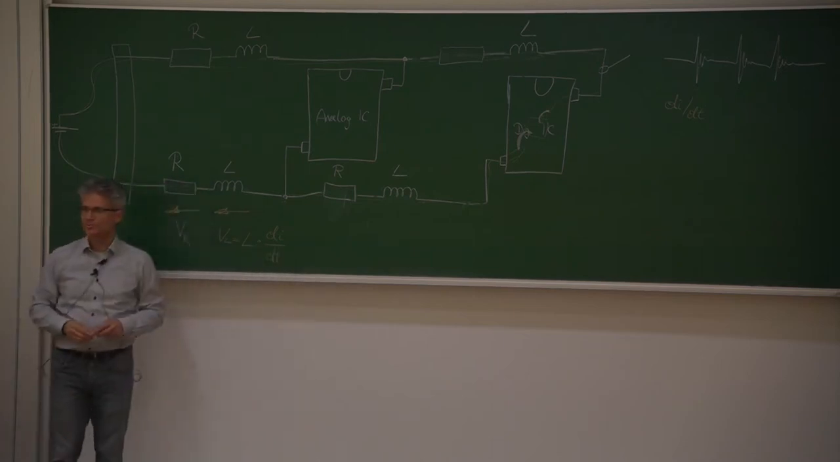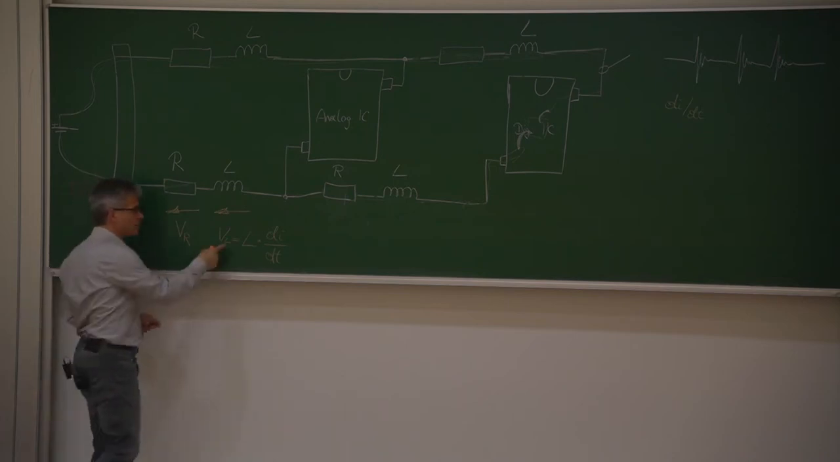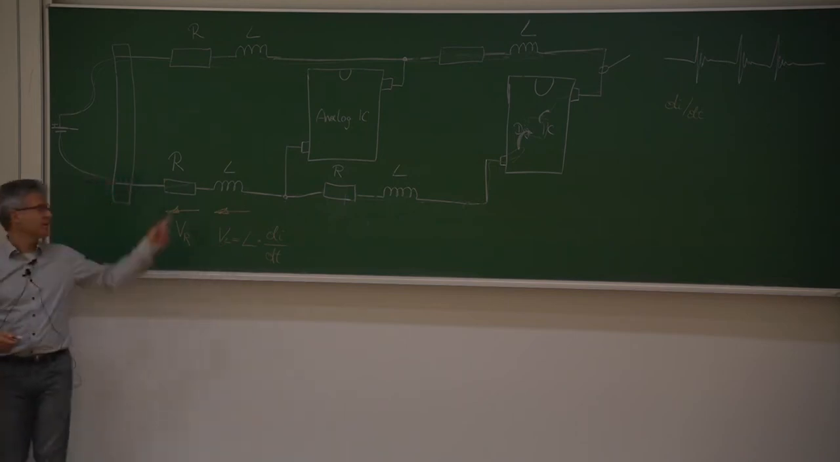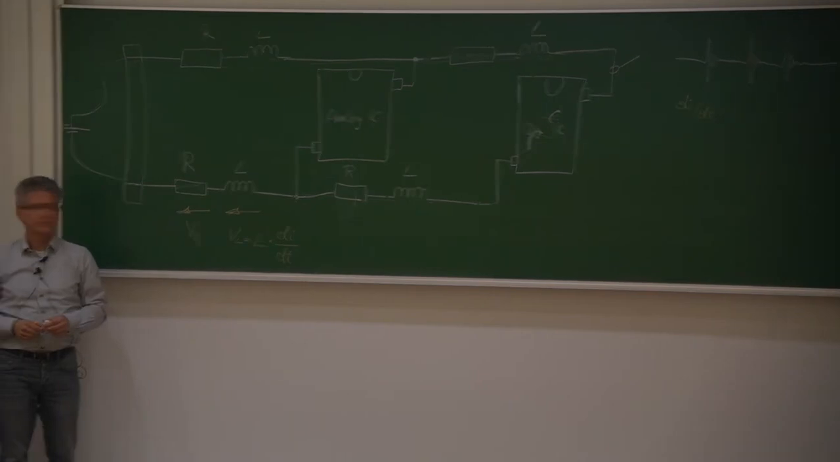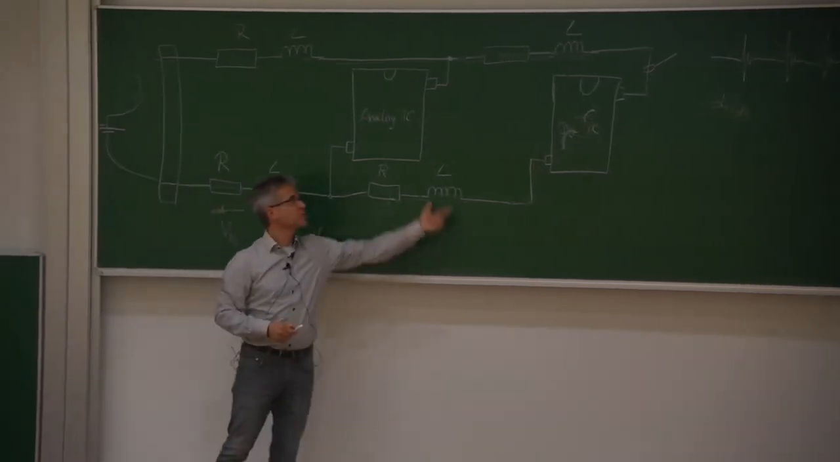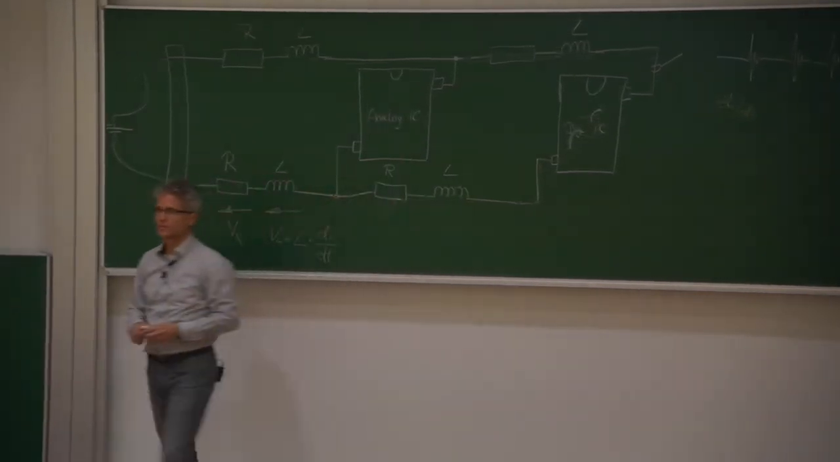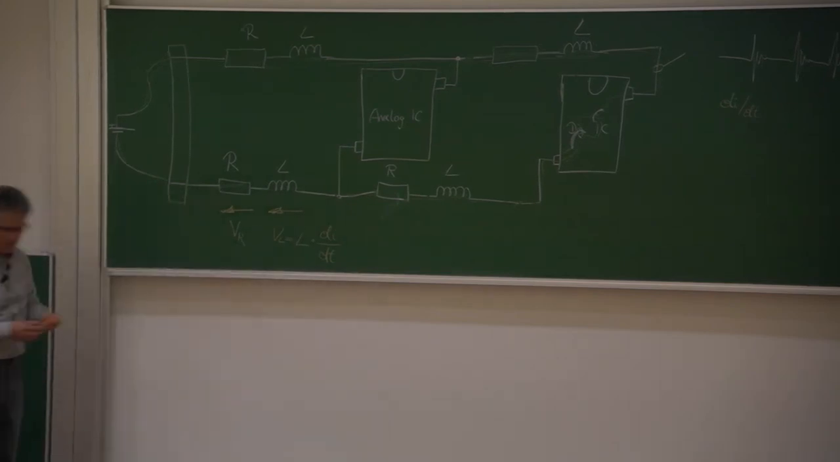We have a voltage drop. And this voltage drop is usually much, much bigger than the resistive voltage drop. And we also have a voltage drop here and a voltage drop there, and the same in the power supply. But here comes the problem with this galvanic coupling.